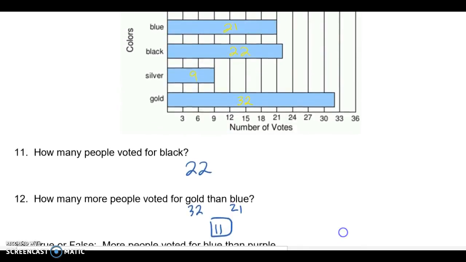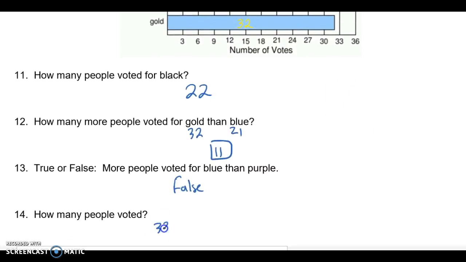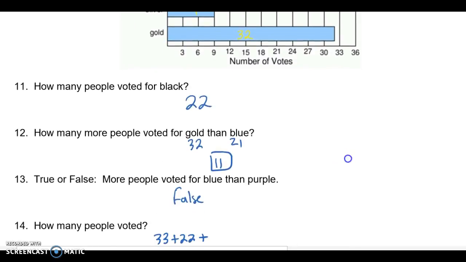And how many people voted in total? So we're going to have to add these up. So I'm going to take 33 plus 22 plus 21 plus 22 plus 9 plus 32. So when I add all those up, I end up getting 139 people.